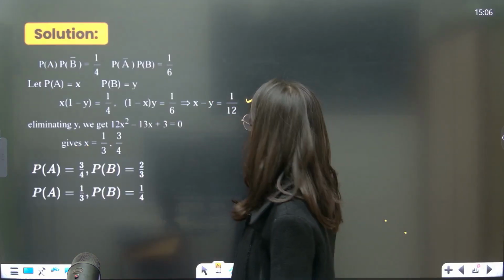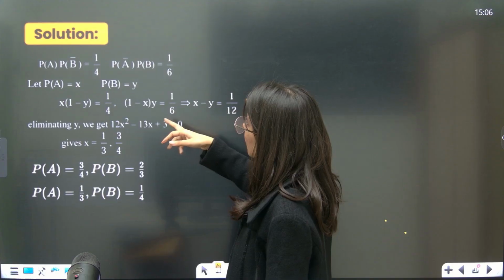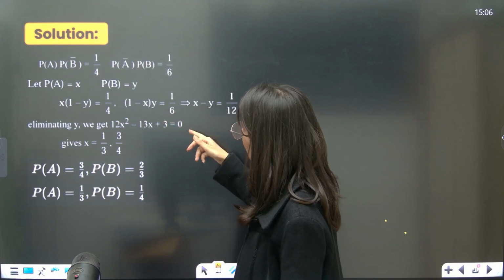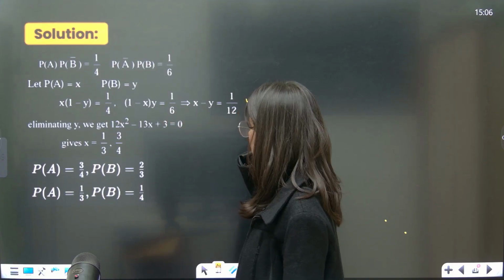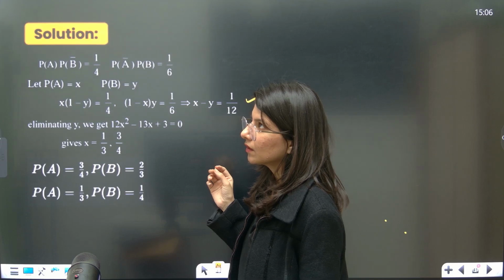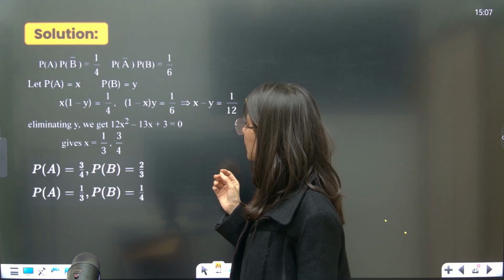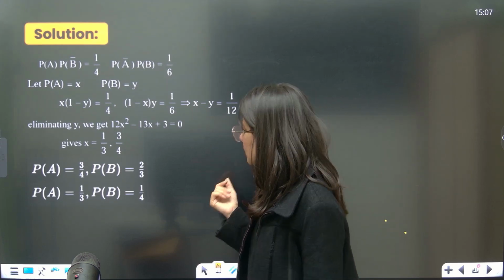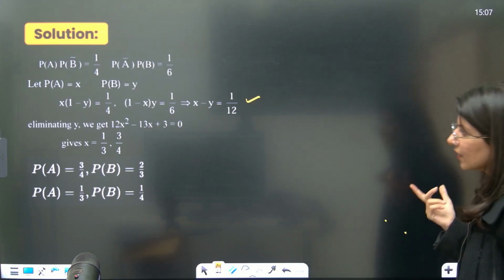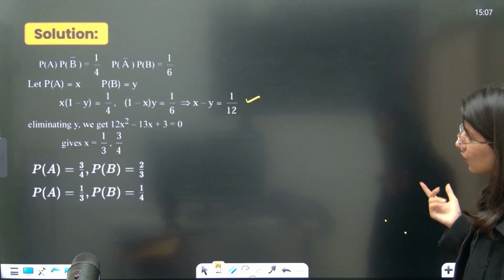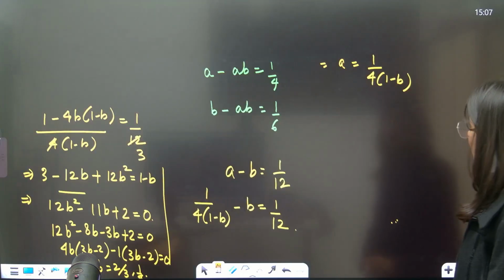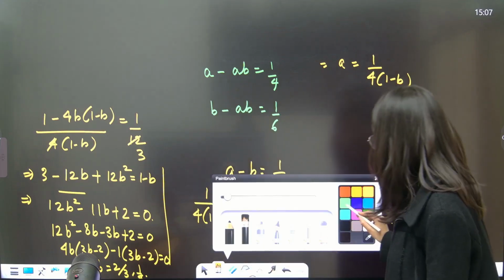X minus y is equals to 1 by 12. When I am doing, I am getting this. Okay, fine. I think B is 2 by 3, correct. So yes, we are actually correct.